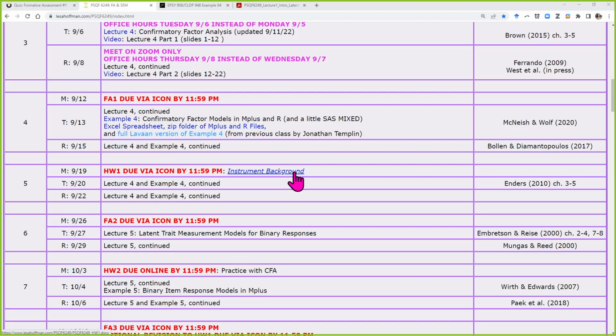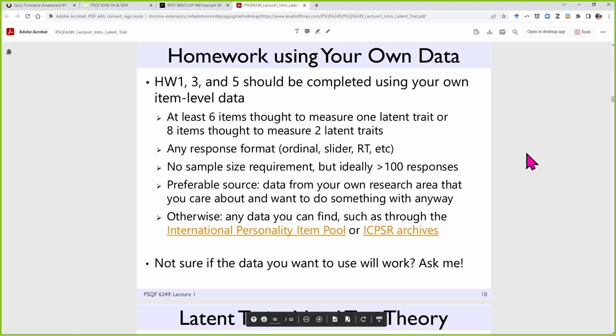If you are in neither of those categories, if you don't work with people who collect data that you can play with, then I want to remind you that on the very first lecture, lecture 1, slide 10, I have links to 2 different archives that have item level data that you can peruse and see if you can find something that speaks to you. But the key idea is that you should eventually have item level data that you can play with for the remaining assignments using your individual data.